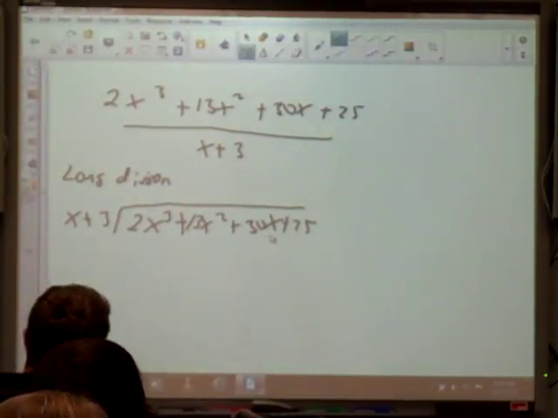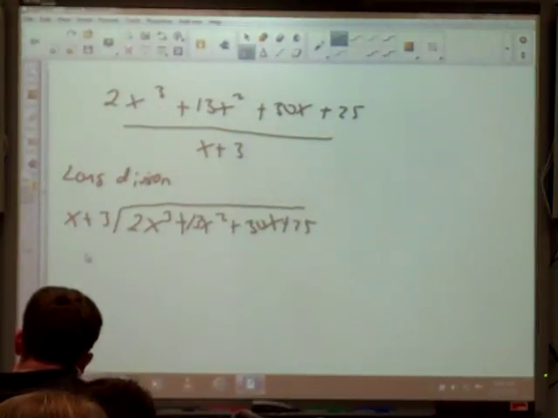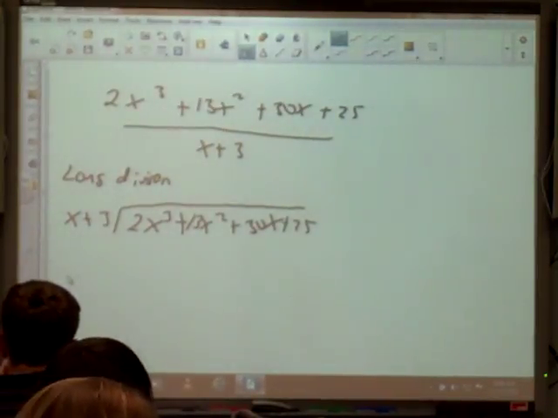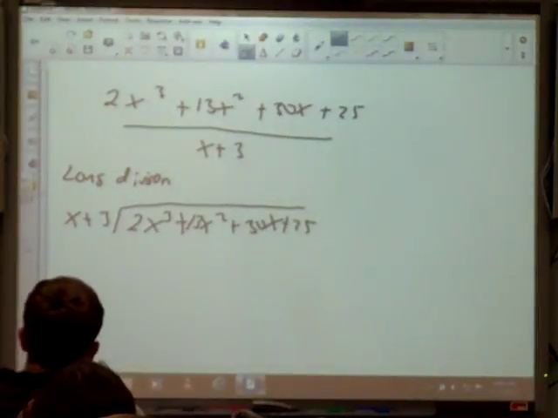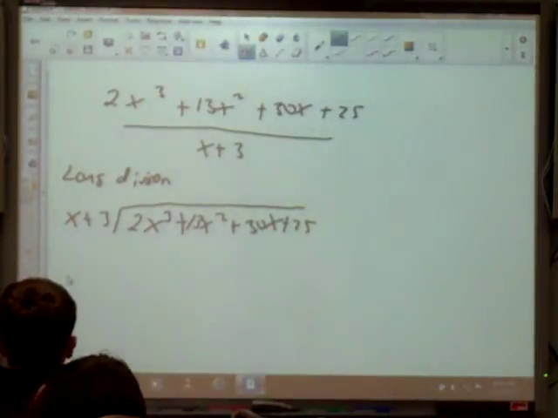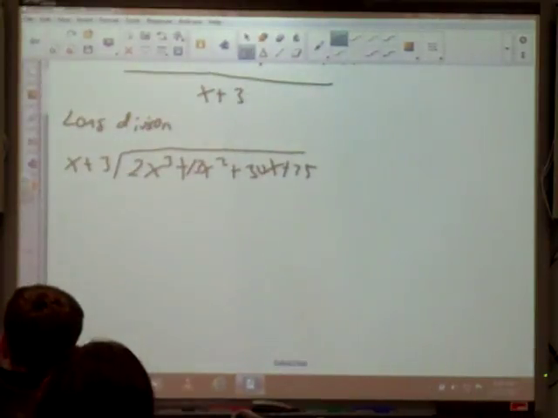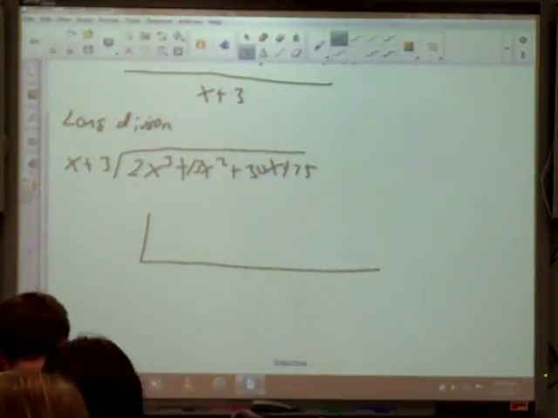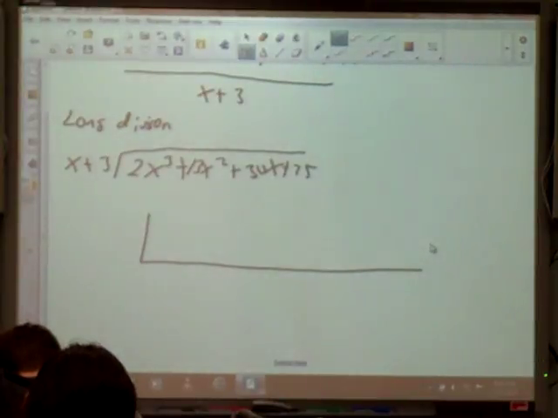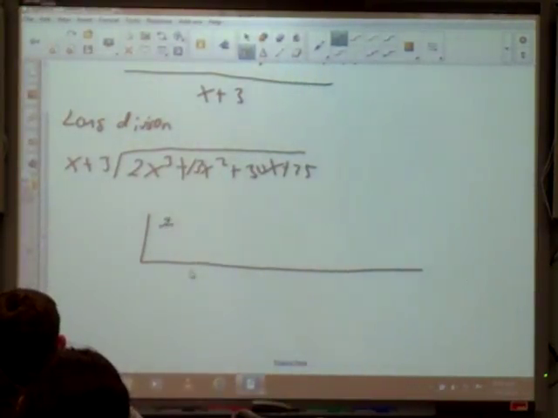Alright, what we are looking at today though is synthetic division, and the reason we like synthetic division better is because it only involves the numbers. You don't have to worry about those variables at all. So to set up your synthetic division, your box goes upside down, and then inside the box you're only going to put your coefficients. So there was a 2x cubed, so I'm going to put a 2.